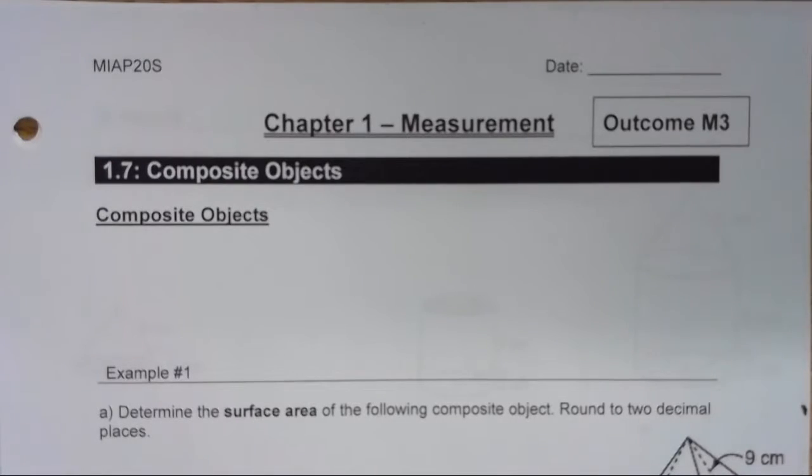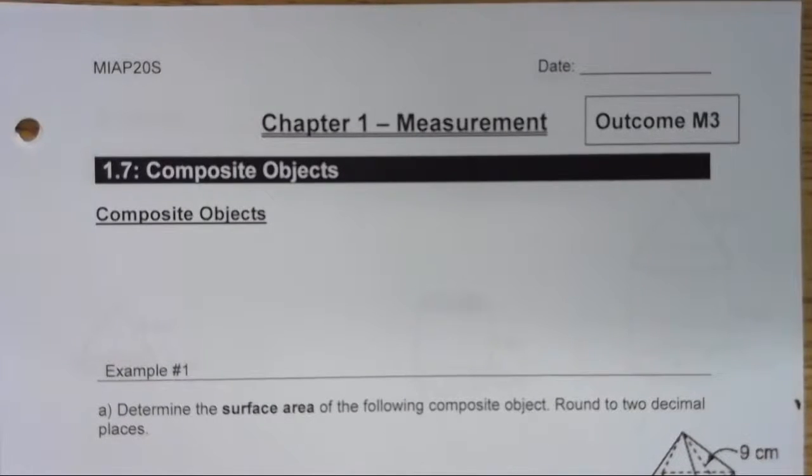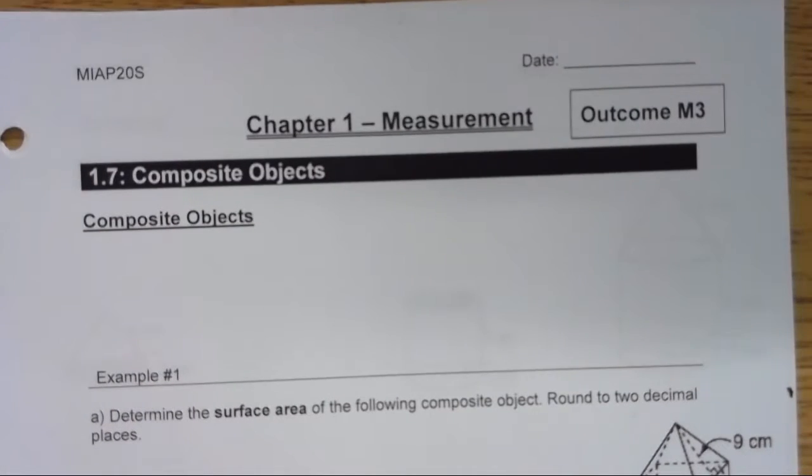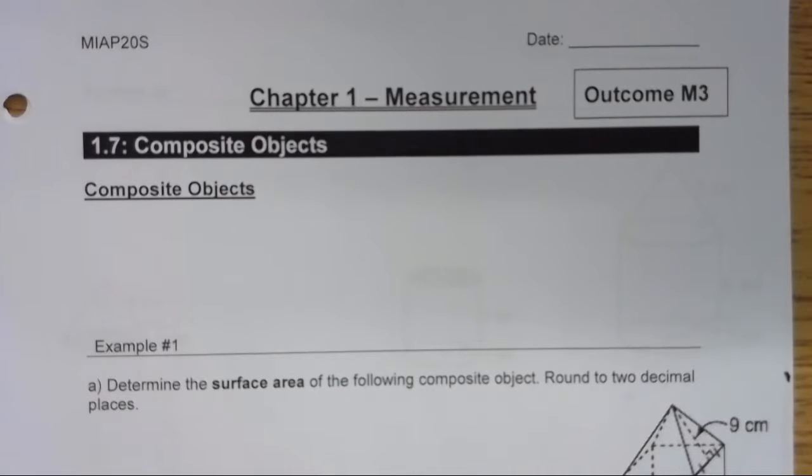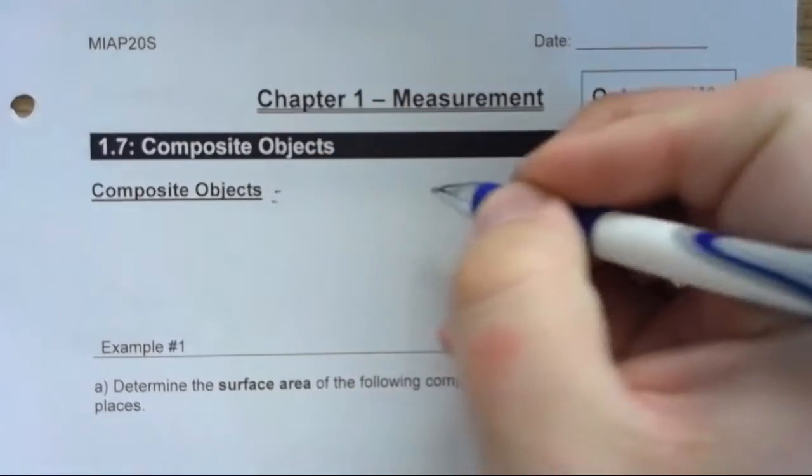Okay, everybody, we're live for the last lesson in the units, last lesson of the course. We're going to look at composite objects, which is not a particularly new idea, actually. All we're doing is taking objects that we already know how to calculate the surface area and the volume, and we're putting them together. So that's the definition of the topic.